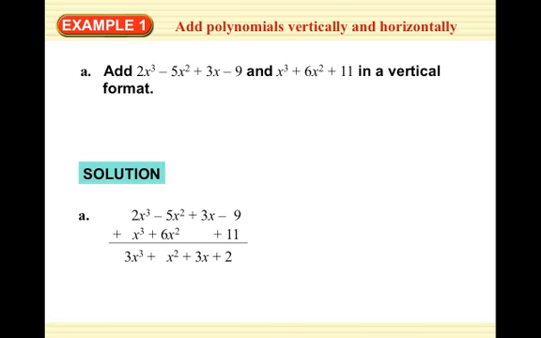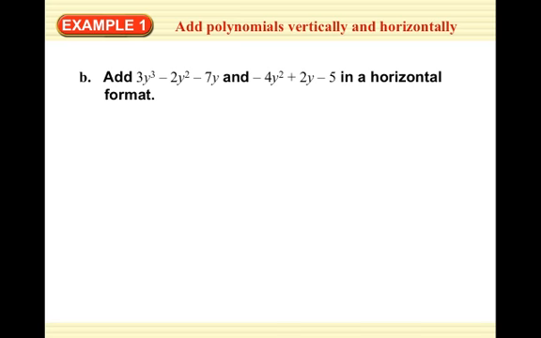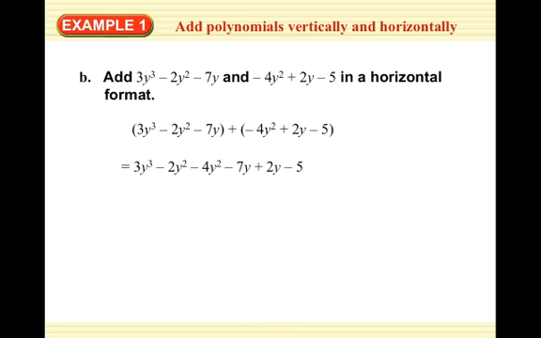Now, the one drawback there is sometimes that takes up more space than adding horizontally. So let's refresh your memory on adding horizontally. You just write down the two polynomials that you're adding together, so 3y cubed minus 2y squared minus 7y, that's our first polynomial, plus negative 4y squared plus 2y minus 5. And then we just add like terms.